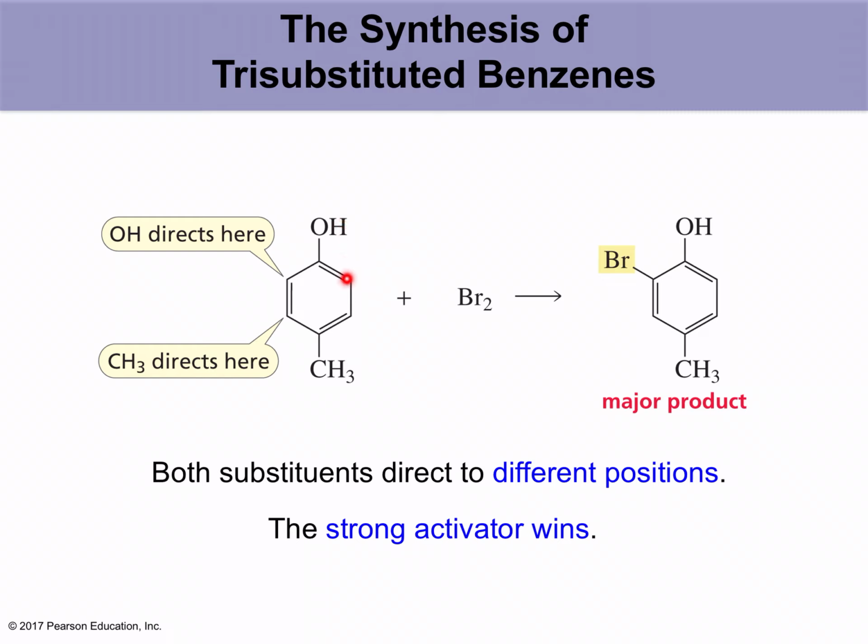So between OH and methyl, methyl activates through induction, OH activates through resonance. So the OH is a stronger activator. So then the incoming electrophile goes ortho to the alcohol group, the OH group, which is the major product.